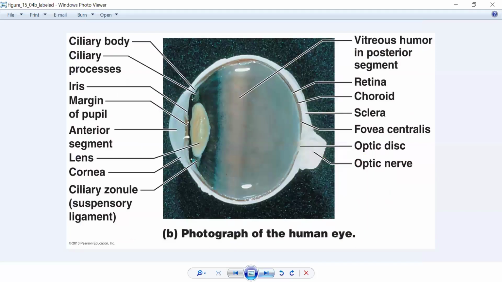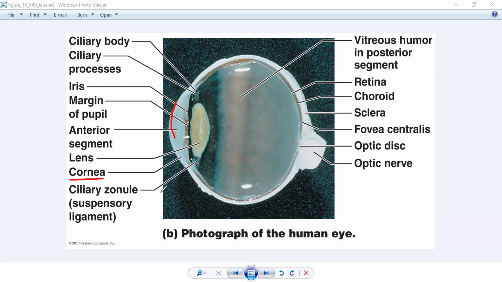An actual picture here of a human eye that's been freshly dissected. When you have time in lab, if you get to see a bovine or sheep eye, it won't look as fresh because it's been sitting in preservative. So again, some of the areas to highlight here. The transparent part would be the cornea.